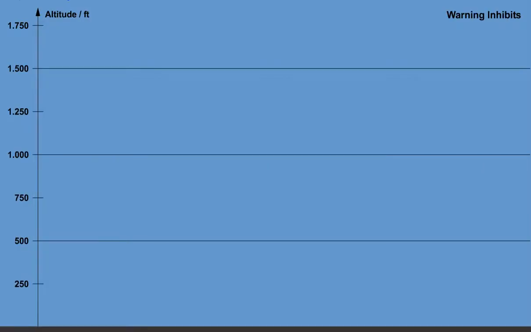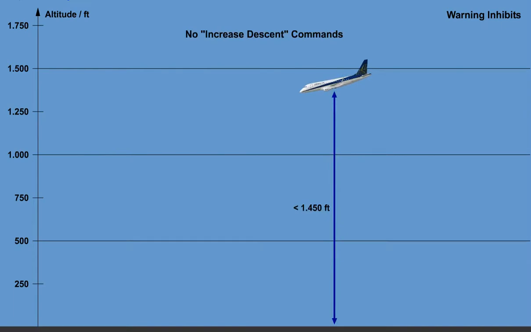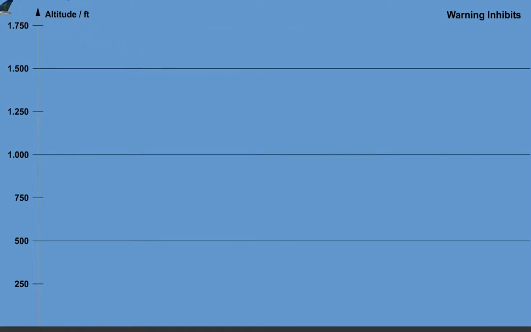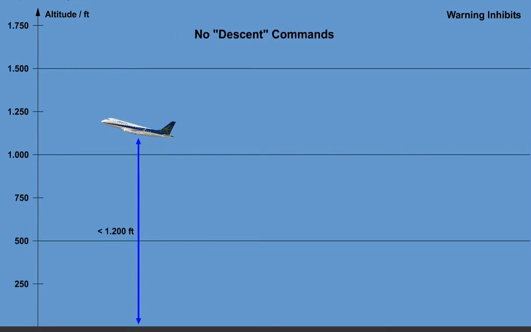The following warning inhibits should apply automatically for TCAS operation. No increased descent commands are issued at altitudes less than 1,450 feet above ground level when the aircraft is descending, or at altitudes less than 1,650 feet when the aircraft is climbing. No descent commands are issued at altitudes less than 1,000 feet when the aircraft is descending, or at altitudes less than 1,200 feet when the aircraft is climbing.